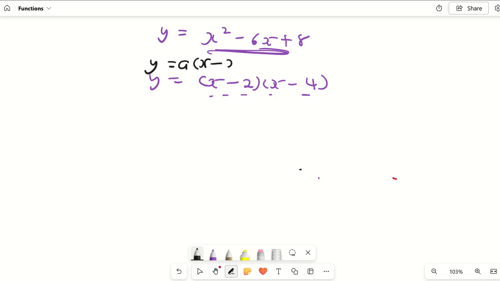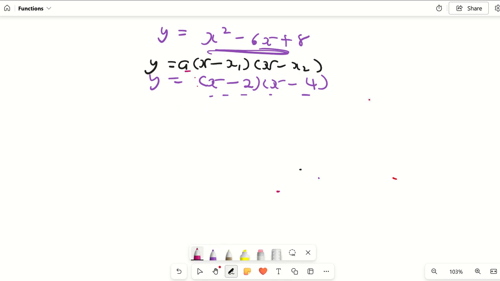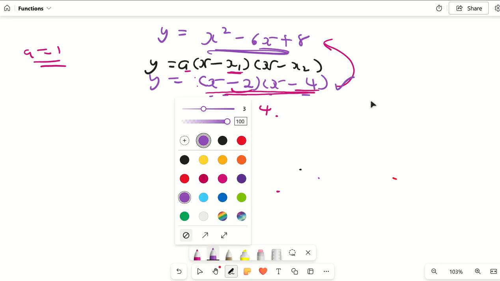It's in this format, where your a is this value there, which is 1, then your x-intercept is the opposite sign of that, it is 2, and the second, the opposite sign of that, it is 4. Now, how do you find the coordinates of the turning point from the x-intercept form? There's only one way. You just expand it into that. In the exam, you're going to be given this, so you just have to expand it.